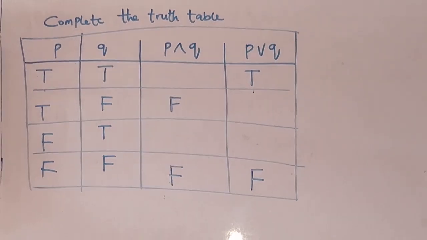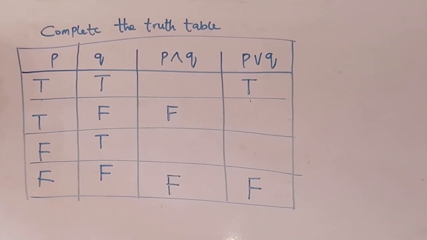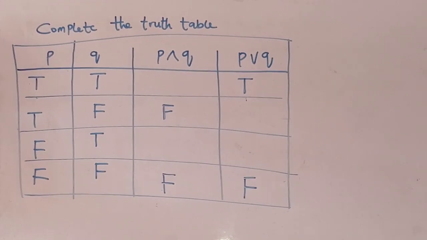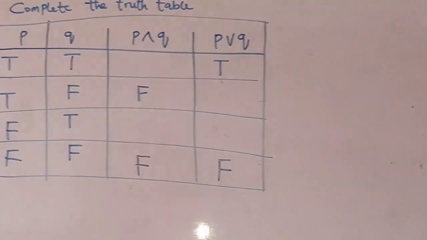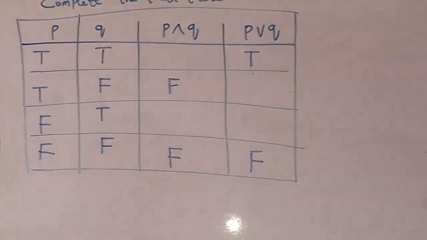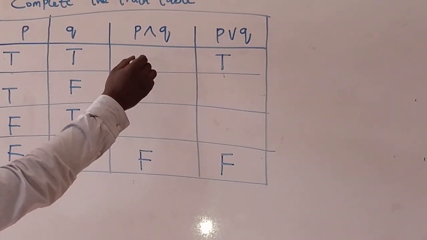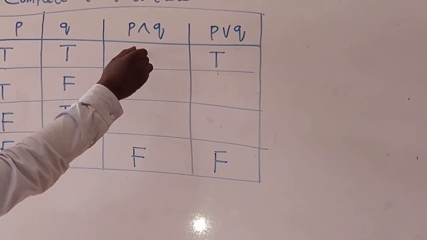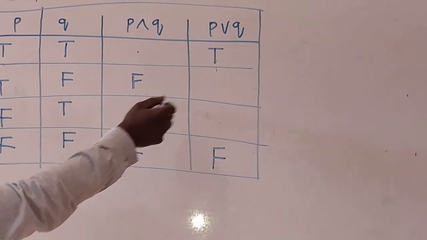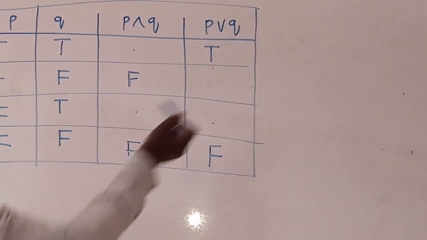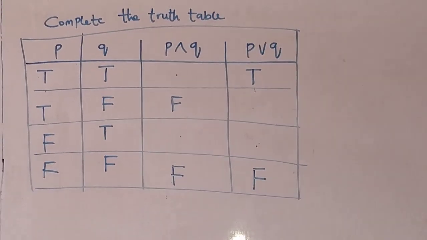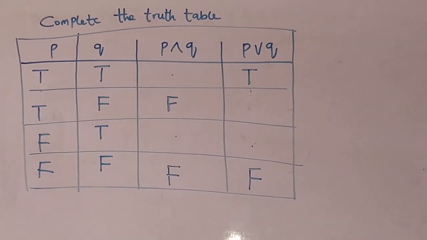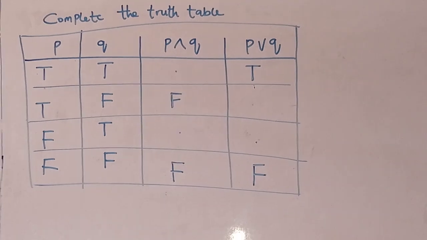This is another question from logical reasoning. Complete the truth table. That is, we have to provide answer here for this cell, this cell, and this cell. We have to provide the answer, either true or false. And this is the topic.